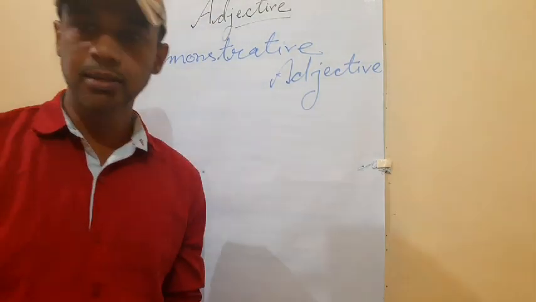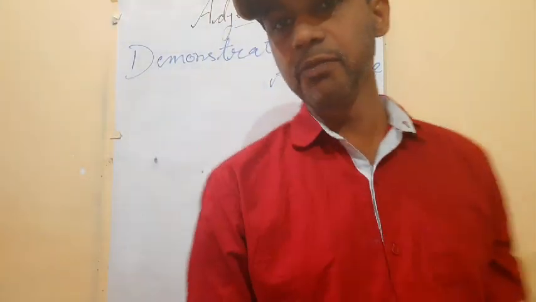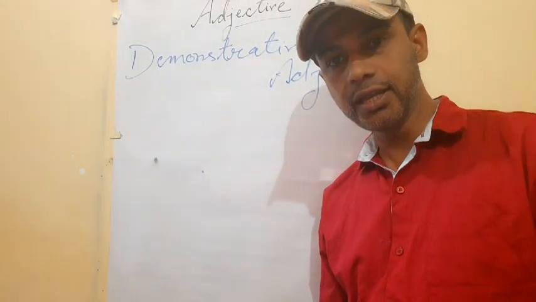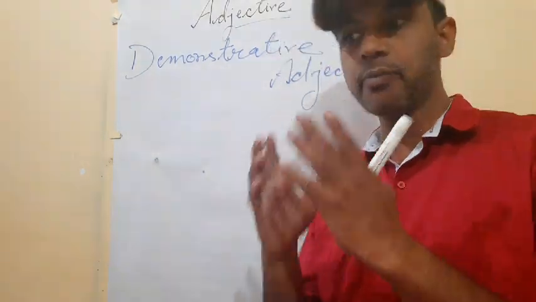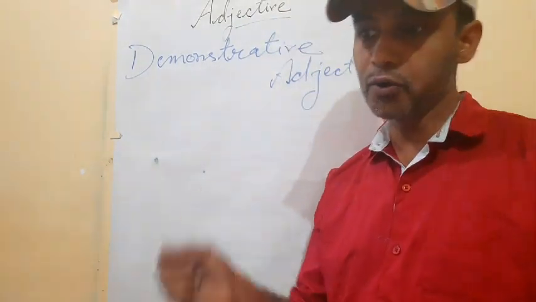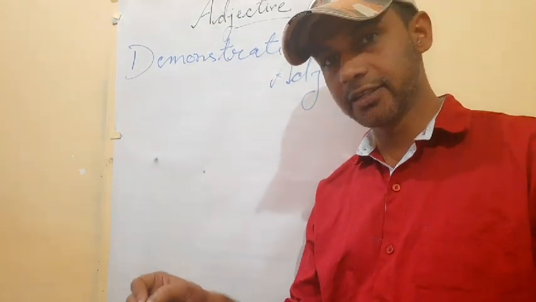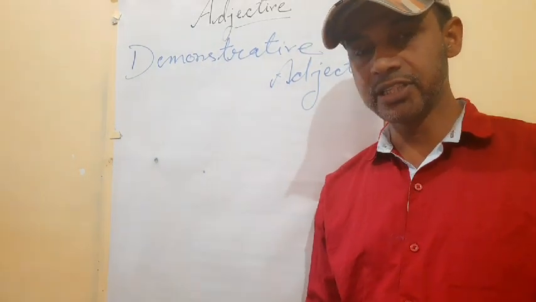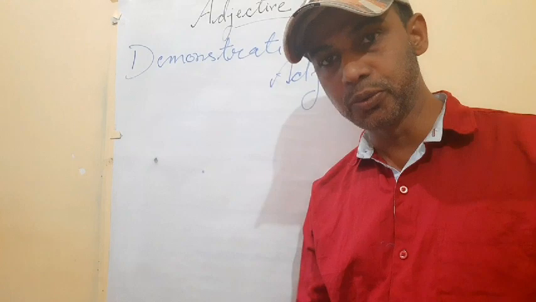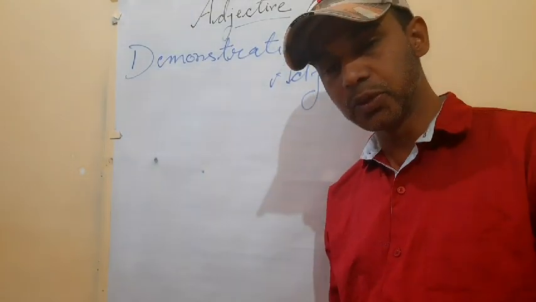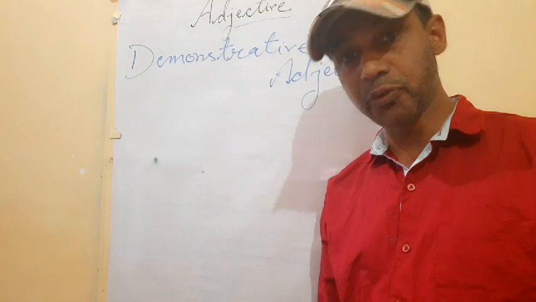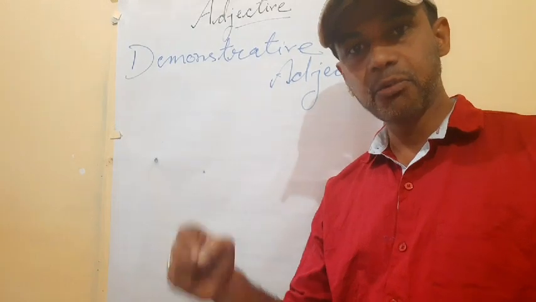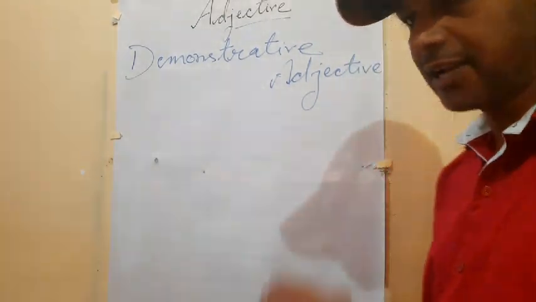So when we talk about the demonstrative adjective, it means whenever we point out something, a noun could be any person or anything, so we use a demonstrative adjective. A very simple way to understand it: this, that, these, those. After this, that, these, those, if a noun comes quickly, you understand this, that, these, those are demonstrative adjectives.